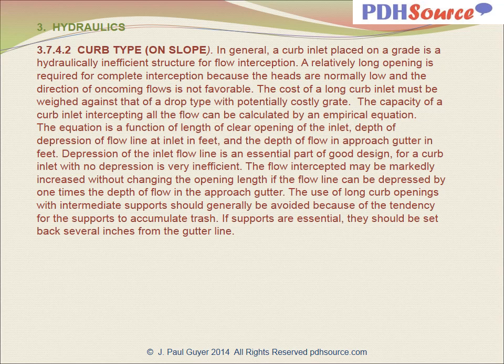Depression of the inlet flow line is an essential part of good design, for a curb inlet with no depression is very inefficient. The flow intercepted may be markedly increased without changing the opening length if the flow line can be depressed by 1 times the depth of flow in the approach gutter. The use of long curb openings with intermediate supports should generally be avoided because of the tendency for the supports to accumulate trash. If supports are essential, they should be set back several inches from the gutter line.